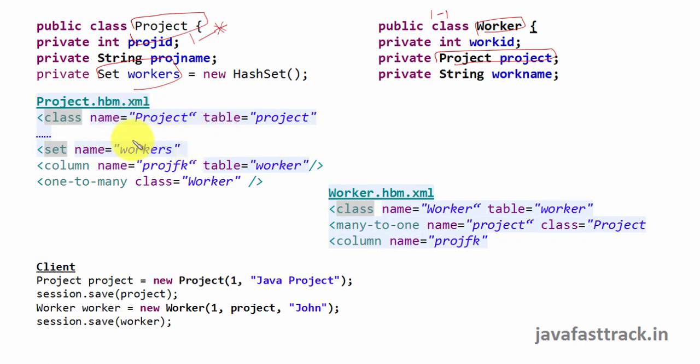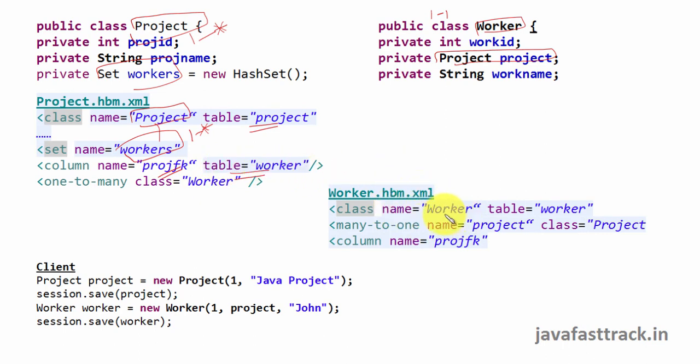Now you look at the mapping file. One project is associated with many workers, a collection of workers, one to many. The relationship is created through the foreign key, projfk, of the worker table. The project table is associated with the worker table and it's a one to many association.